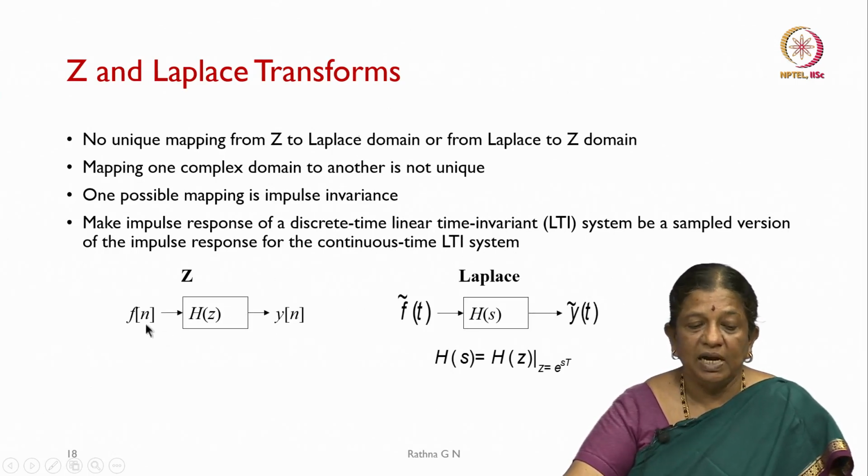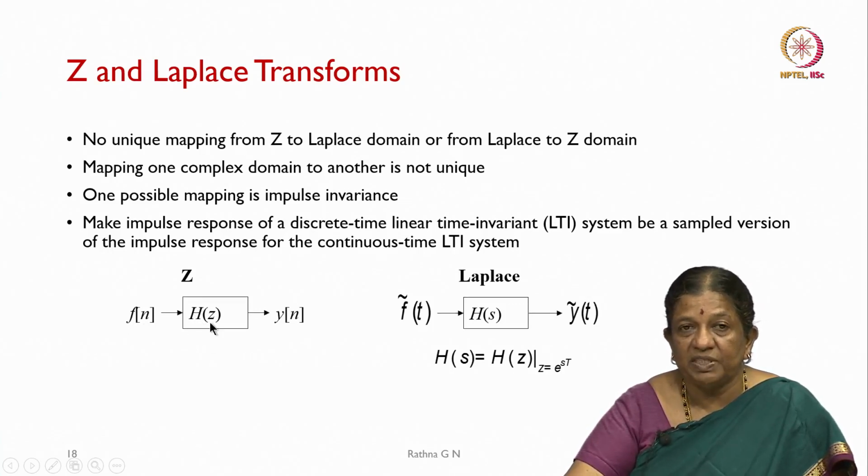So, what is that? I have a function f of n. In the z domain I pass it through h of z, that is my impulse response, and the output I get is y of n. Whereas in the case of the Laplace transform, the continuous time signal is represented as f tilde t, which is transformed using h of s, and I will get y of t. So, how do we represent it in that case? H of s is given as h of z at z equal to e power sT. We call this impulse invariance mapping.